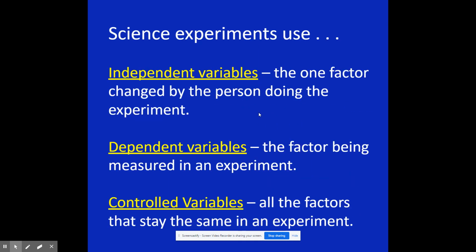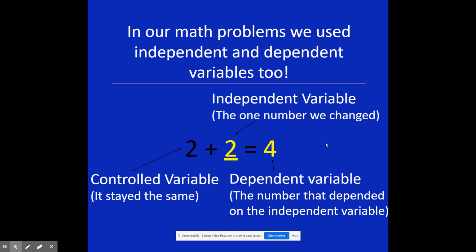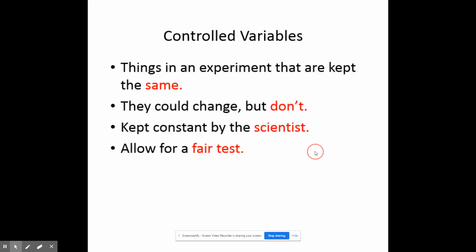In science, we use independent variables, which is the one thing that we change, dependent variables, which is whatever it is we're measuring, and then controlled variables is everything else. So we change one, we measure one, and we keep everything else the same. And if you do that, you get a good outcome with your science. So in math, that means the number we didn't change is the control. The one we did change is the independent, and the one we measured, or the result, is the dependent.